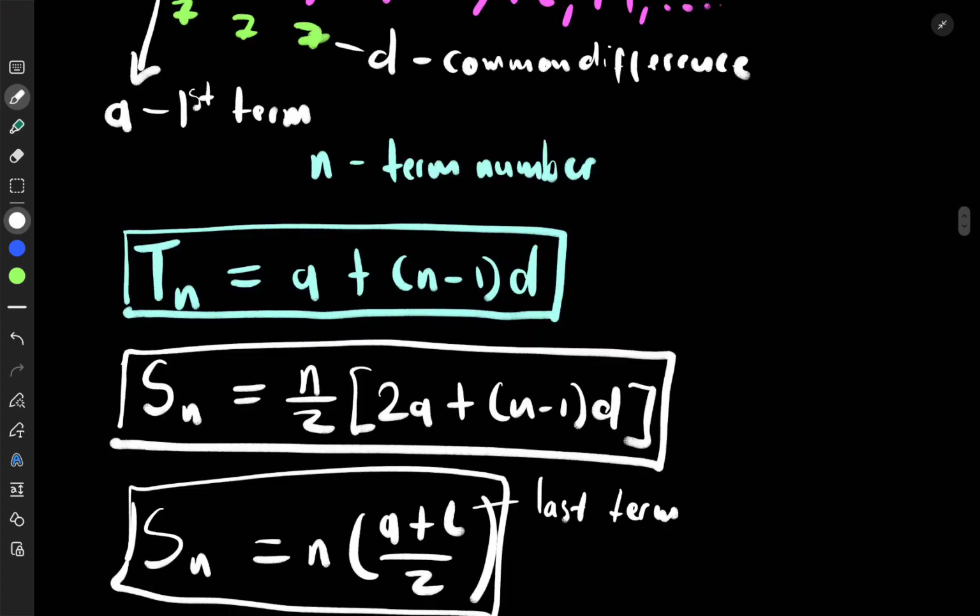These are the only things you actually do need to know. Number one is to identify that this is an arithmetic progression. Then you need to know these two formulas by heart, and then you will be able to apply them. Remember, you won't be given these formulas. You have to know them by heart.